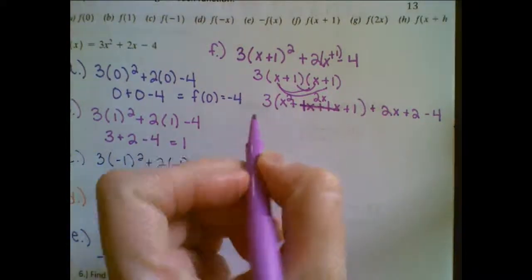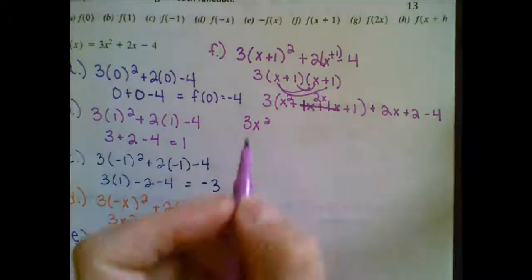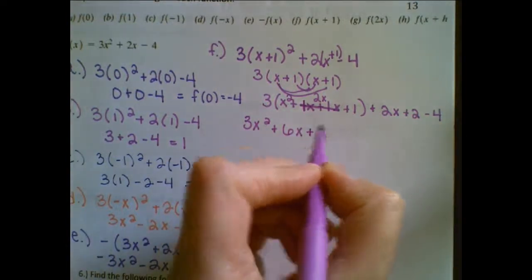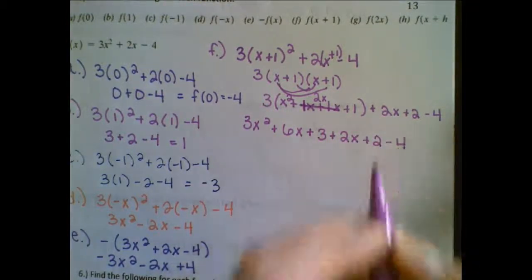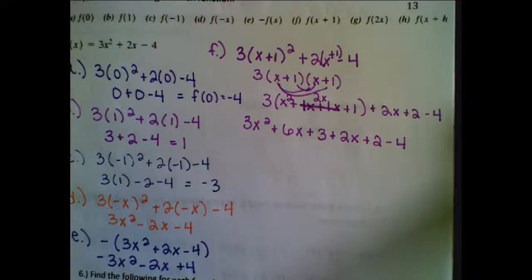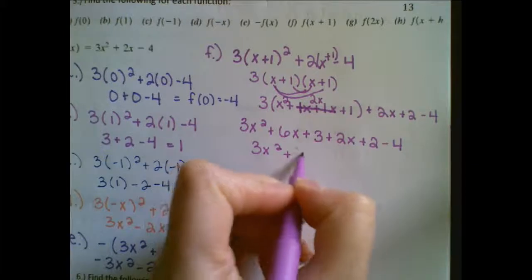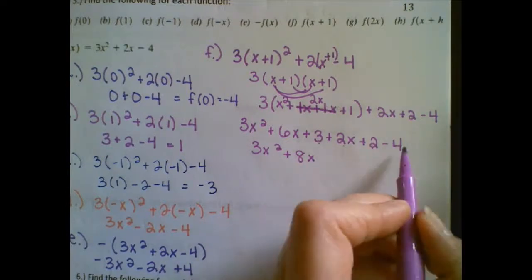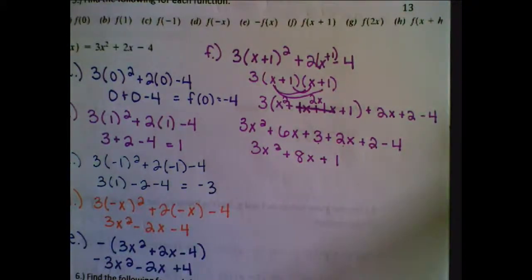So I'm going to take 3 times x squared. We're going to end up with 3x squared plus 3 times 2x, which is 6x, and then 3 times 1, so plus 3, plus the 2x plus 2 minus 4. From here, I'm just going to combine all of my like terms. So I have no other x squared, so it's 3x squared plus 8x, the 6x and the 2x. And now I have 3, 2, and negative 4. So 3 plus 2 is 5, minus 4 would be a plus 1.